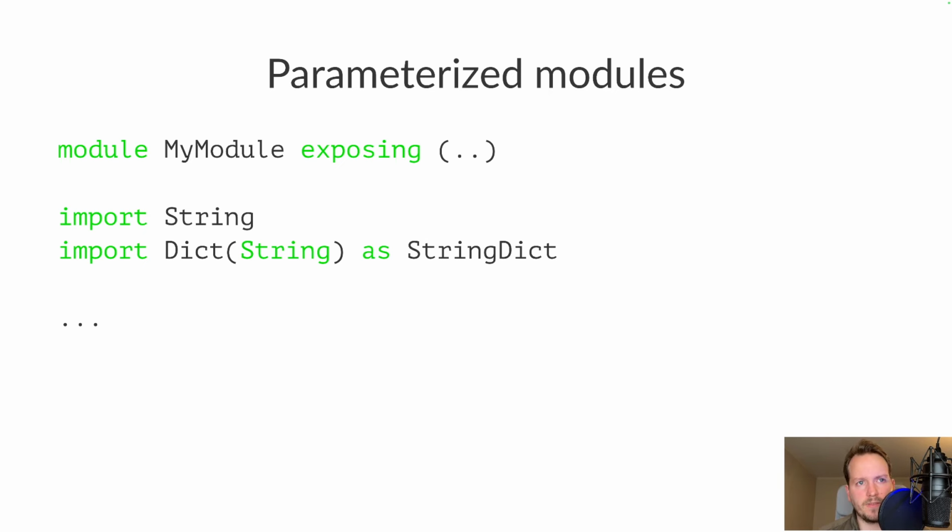When I import the dict module, I also pass along a reference to the string module. And it's important to understand here that I'm passing along a reference to the string module and not the string type. And the result of passing along that string is that I get a specialized dictionary over strings. So I could, on the very next line, import dict passing along the integer module reference, and that would give me an integer dict. It might become a little bit clearer when we see how dict is implemented.